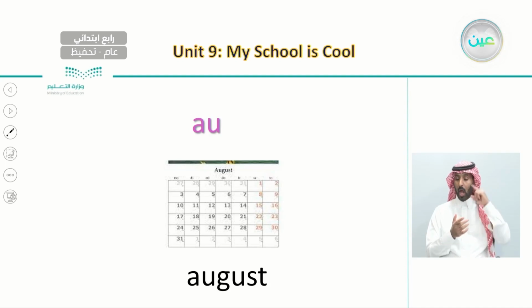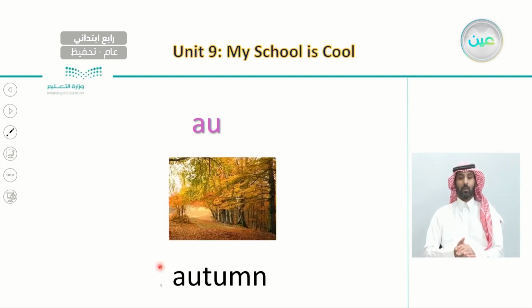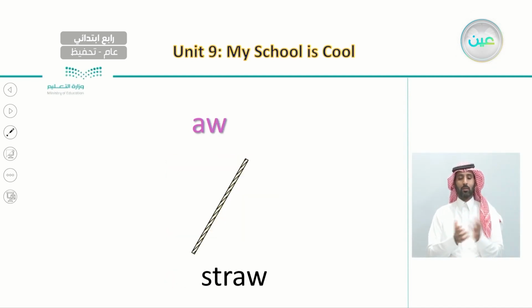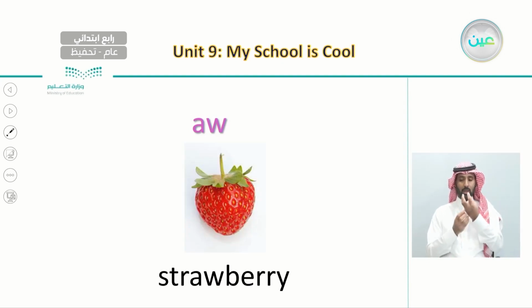Also, other words that have the A and U sound, which is August. August. Next we have autumn. Autumn starts with A and U. And also the other word here that has the sound of A and W, like straw. Straw. And here we can see the sound at the end. Also another word with the same sound is strawberry. Strawberry, also with the sound of A and W.